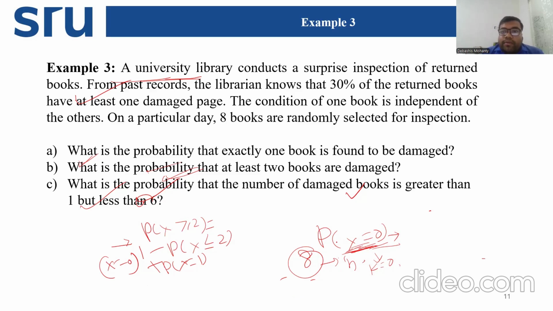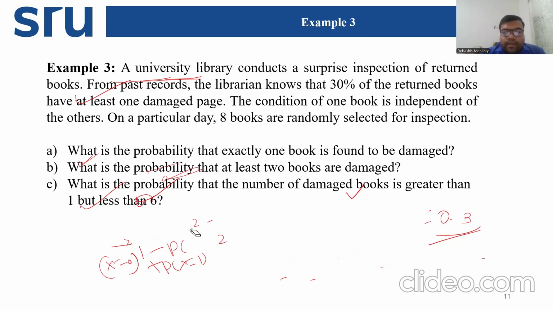Then we will apply the binomial distribution formula. What is the binomial distribution formula? That is n choose k, p raised to the power k, times 1 minus p raised to the power n minus k. Okay, already I have discussed this formula. So what is p? P is the probability of success. So the probability of success is 30%, book is damaged, right? So 30% means the probability of success p is equal to 0.3. Okay, students? So p is equal to 0.3. Okay. So now we'll apply this formula.